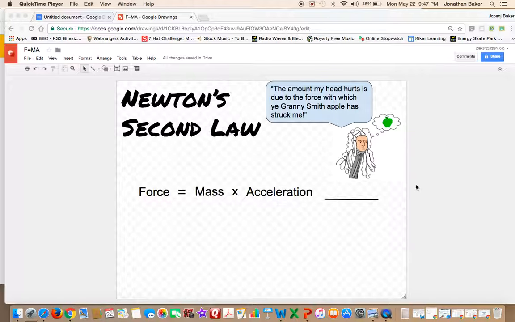So his second law that he came up with was a law that tried to explain using numbers and calculating and predicting the acceleration of an object, or its mass, or its force, and how it related to that object.